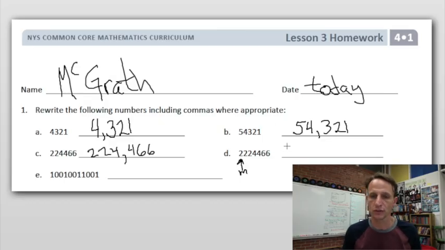So we're going to start off with the 2 million. Notice I'm saying again the place where I am when I place that comma. 2,224,466. And in this last one, they are really messing with us, are they not?